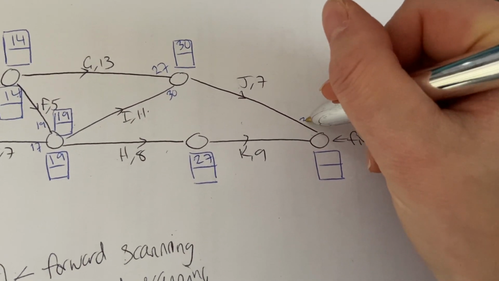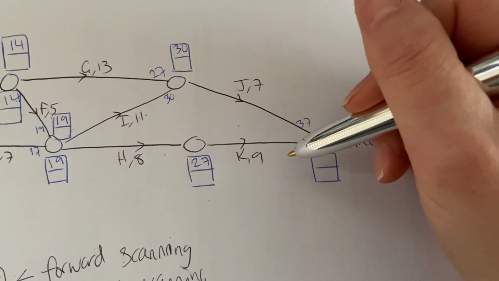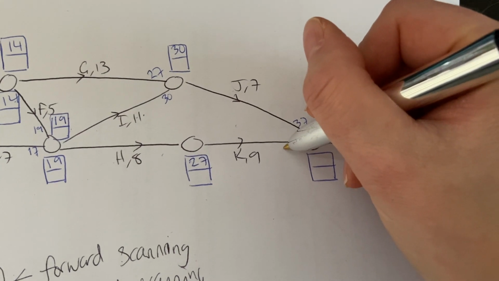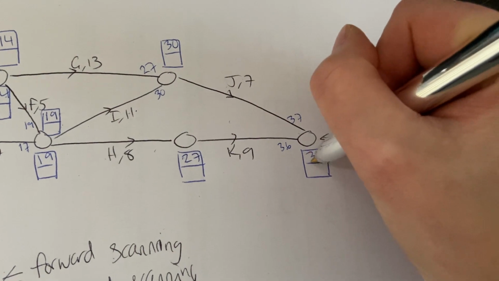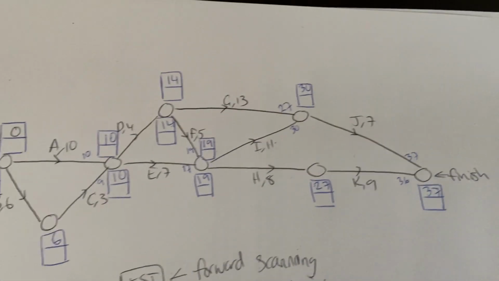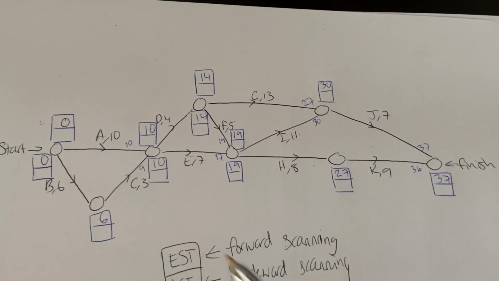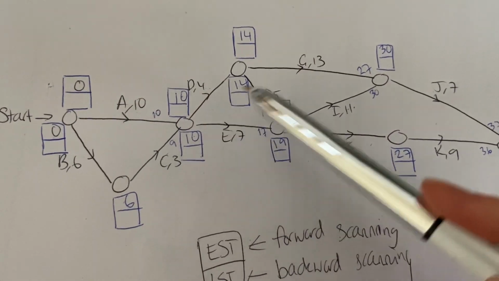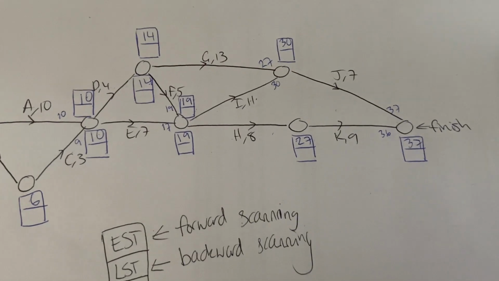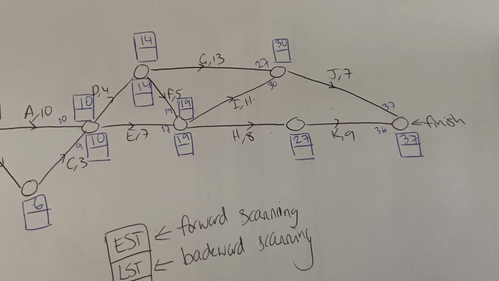30 plus 7, 37. 27 plus 9, 36. 37 is the biggest. And we've done our forward scanning. So all of the top boxes have been filled in. Notice when there's multiple boxes, the top numbers are still the same. Don't have to worry about the separate boxes that they're on, just make sure you fill in all of them.